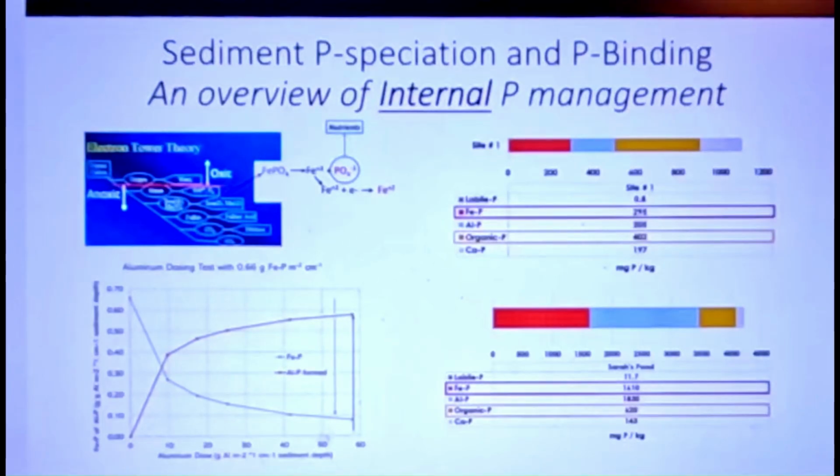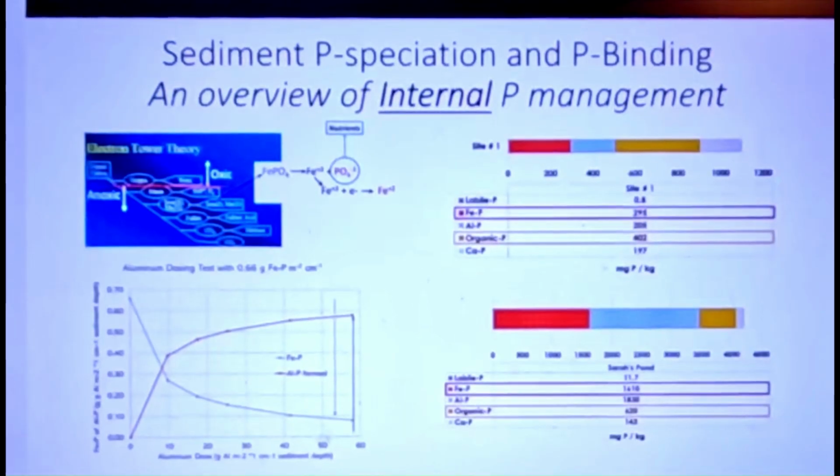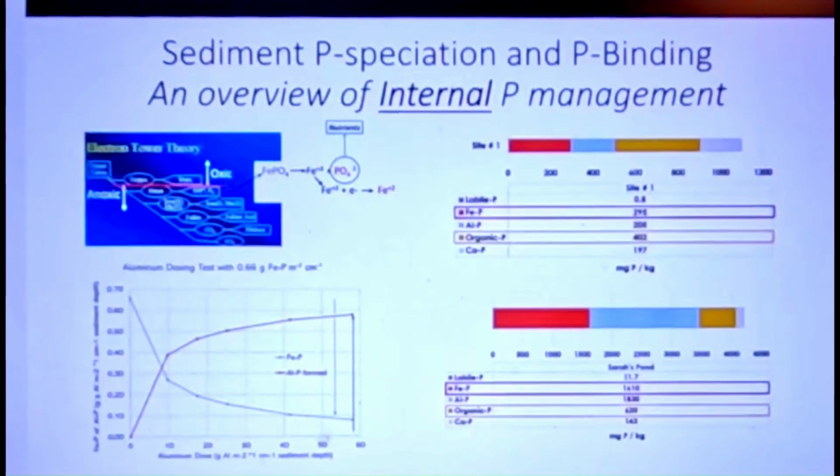Iron-bound, or FBP. That's how much phosphorus is bound to iron. Then there's aluminum-bound. That's the blue one, or ALP. Then there's organic-bound. That's the brown one, called organic-bound phosphorus. And there's calcium. Calcium and aluminum are stable, especially in natural waters. However, under anoxic conditions, remember the electron tower? As we lose oxygen, iron is our source of phosphorus released to the water column.